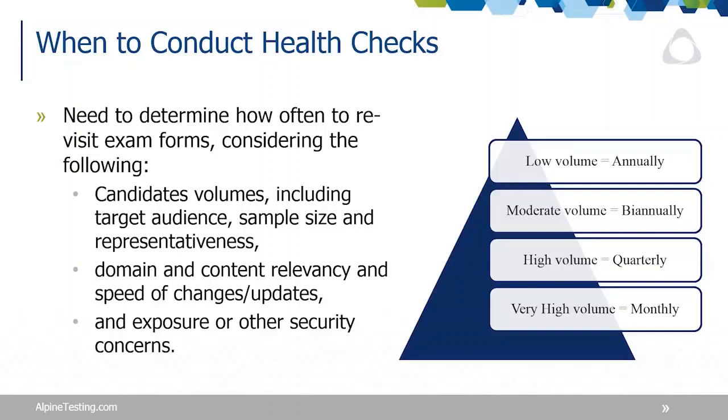So here are some general guidelines: low volume, like less than 100, maybe annually. As the volume starts to go up, you could go to biannually, high volume, perhaps quarterly, or if it's really high volume, you might want to do it monthly. The reason we're recommending doing it more often with a higher volume is largely because of security. Once you release an exam, especially a high volume exam, the chances of it getting compromised go up. So by doing health checks on a regular basis, you can start to see if your whole exam, or perhaps just some items, are starting to get compromised. It also allows you to track how your exam is doing over time.